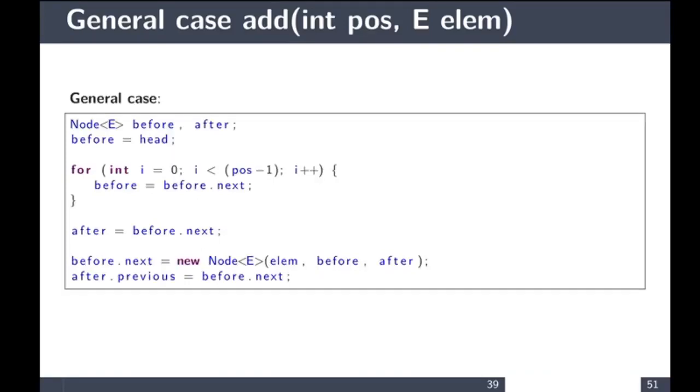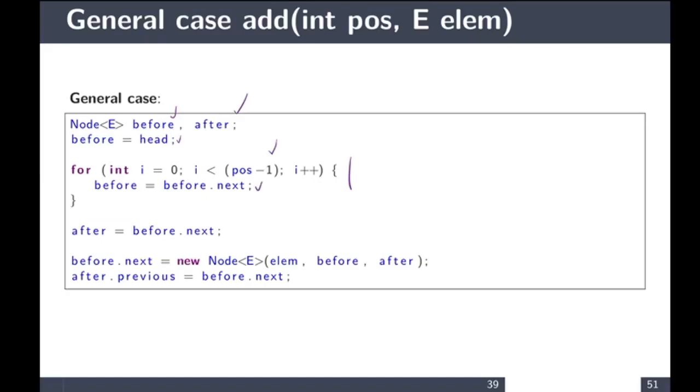So here I had a better idea. I used local variables that are called before and after. You're going to see the code looks like English to me. So there is a loop. Before that loop we say before equals head. And now I'm going to go inside this loop, pos - 1 times.